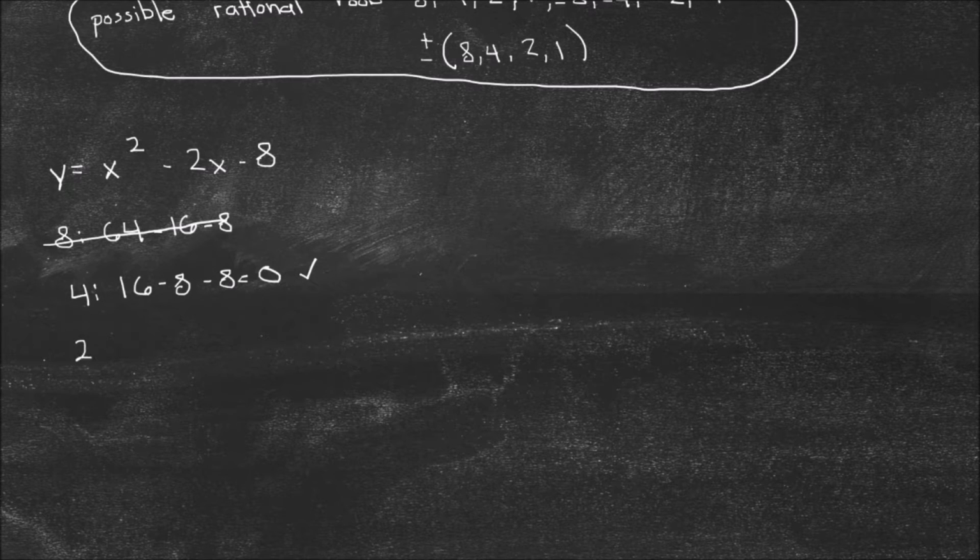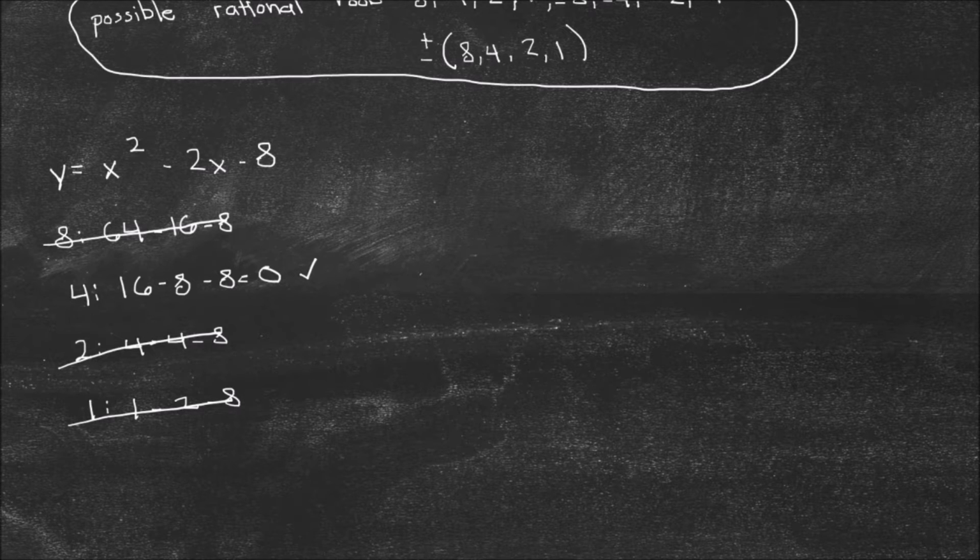So now let's do 2. So I get 4 minus 4 times 2, which is 4 minus 8. That's not going to equal 0, not a root. And then now I'll try 1. I would get 1 minus 2 minus 8. It's not going to equal 0, not a root.